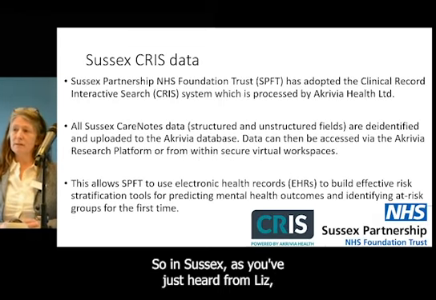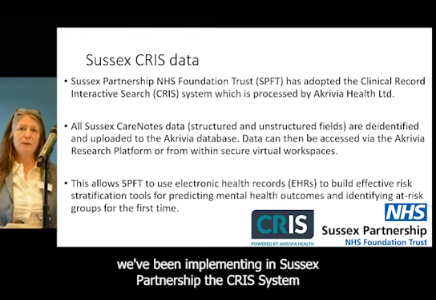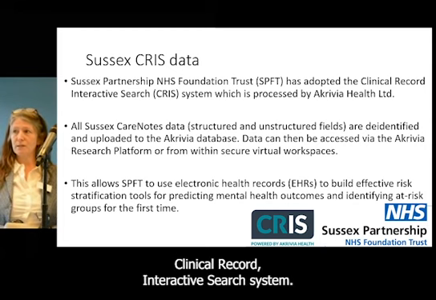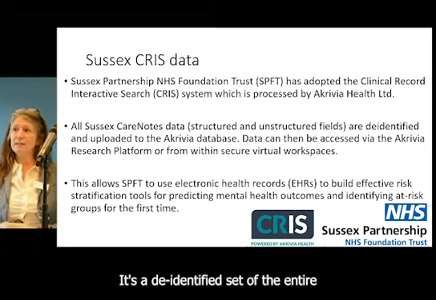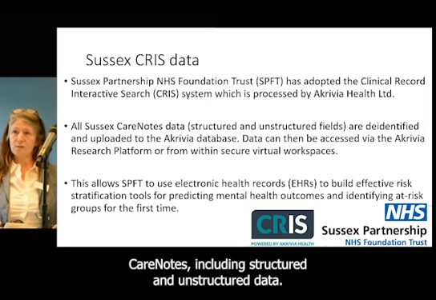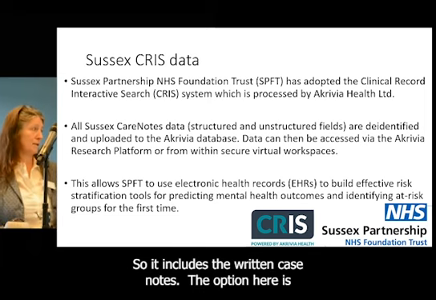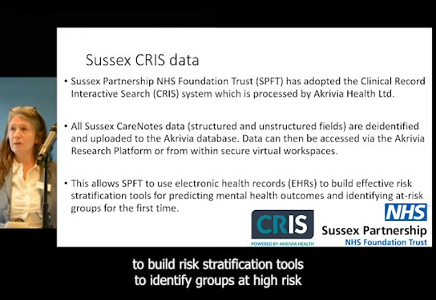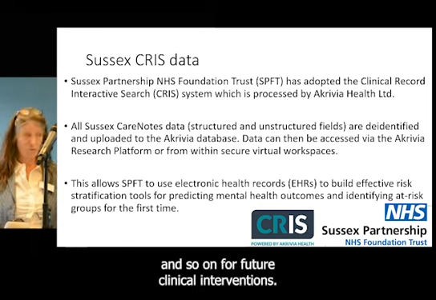So in Sussex, as you've just heard from Liz, we've been implementing in Sussex Partnership the CRIS system, which is the Clinical Record Interactive Search System. It's a de-identified set of the entire electronic health record for Sussex Partnership, care notes, including structured and unstructured data, so it includes the written case notes. The option here is then to allow this, as we were hearing from Liz, to use this to build risk stratification tools, to identify groups at higher risk and so on for future clinical interventions.